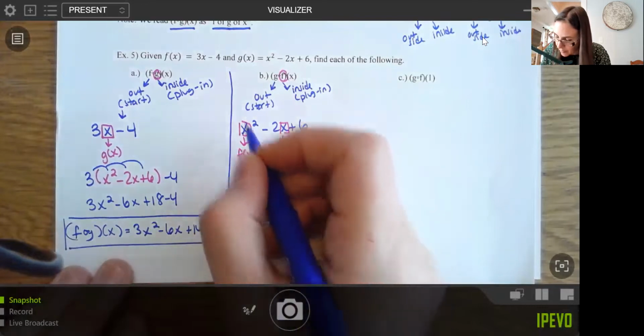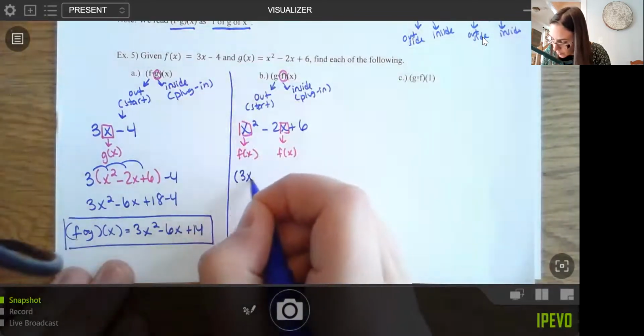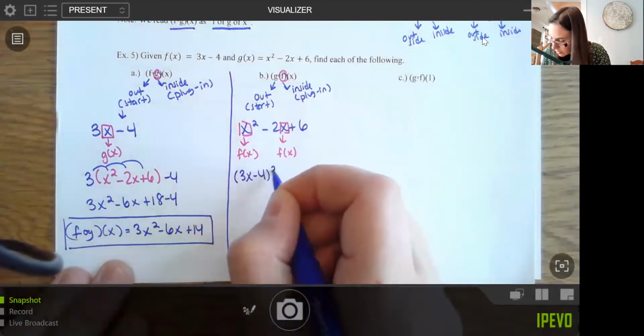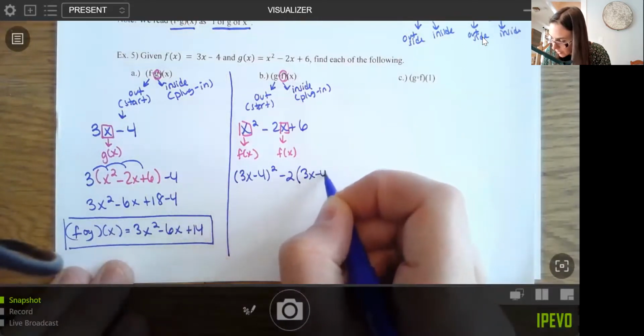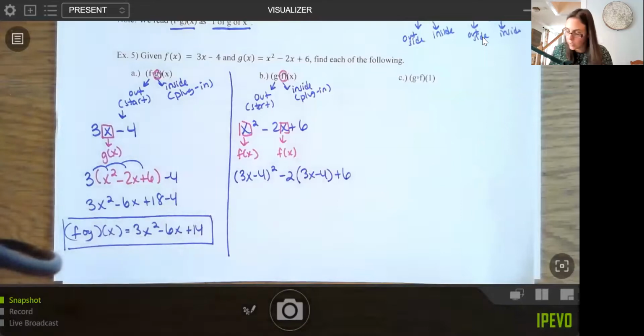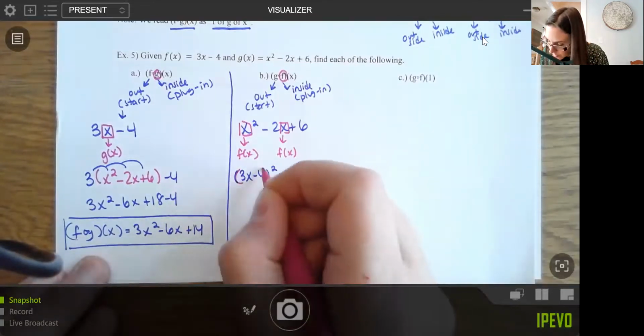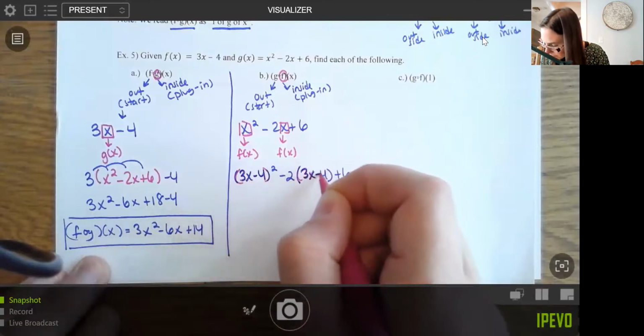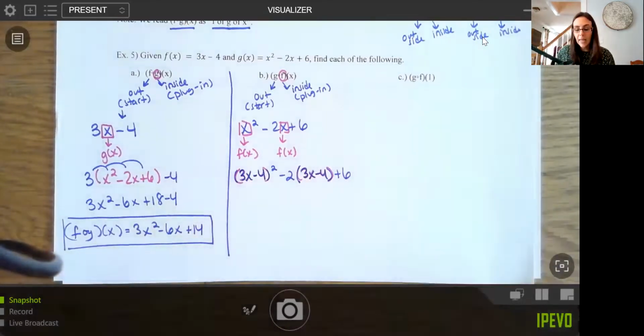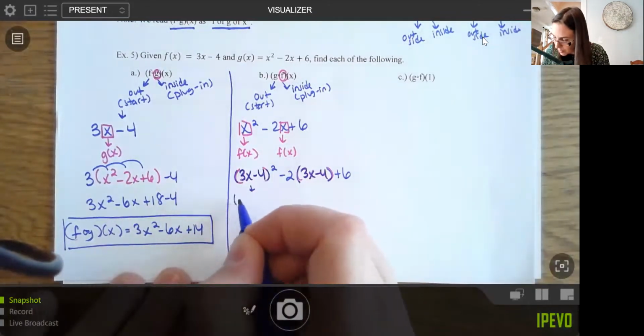So let's see, f of x is 3x minus 4, and that is squared, minus 2 times 3x minus 4, and then plus the 6. So I guess I should have written this in a different color, but it's this piece right here. And now we're going to simplify. So here I do have to square this. So you are going to multiply that out.